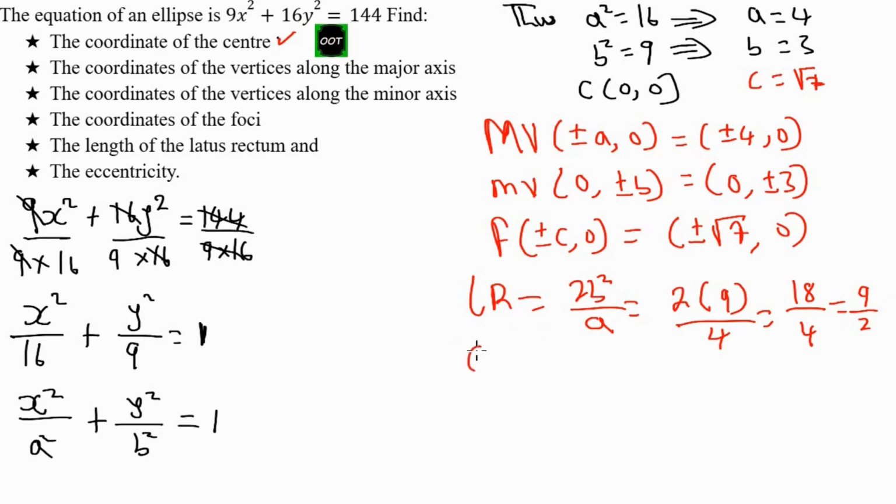Eccentricity, lowercase e, is equal to c by a. C is root 7 and the value of a is 4. So you can put this into your calculator and get your value in decimal. And that gives us the solution to example number 1. How do you grab it? Now let's consider a situation where we have an ellipse that is not centered at the origin and compare the difference.